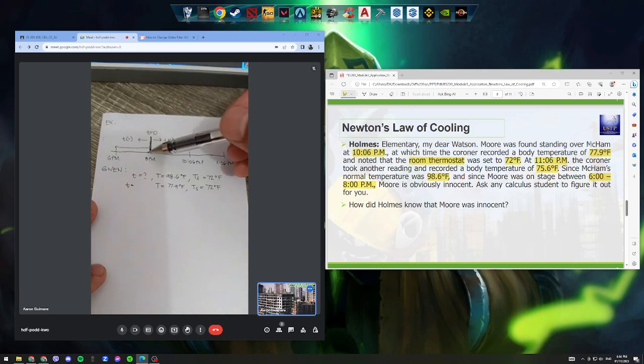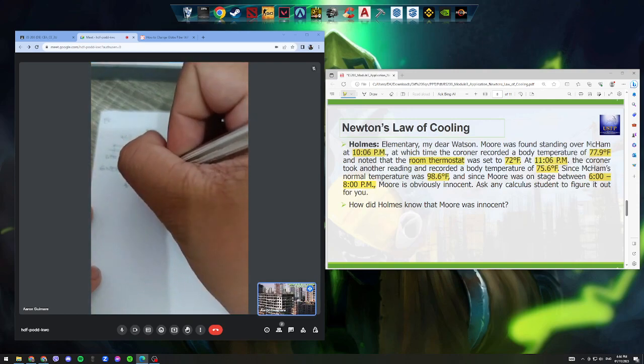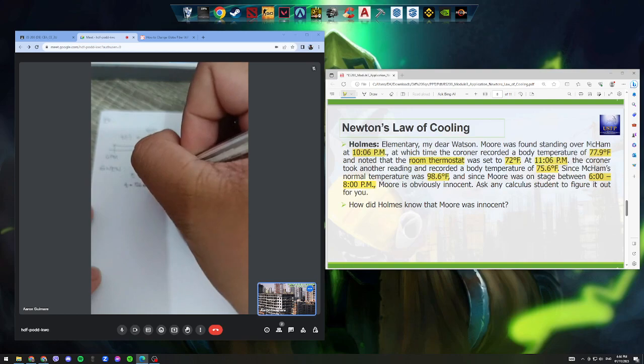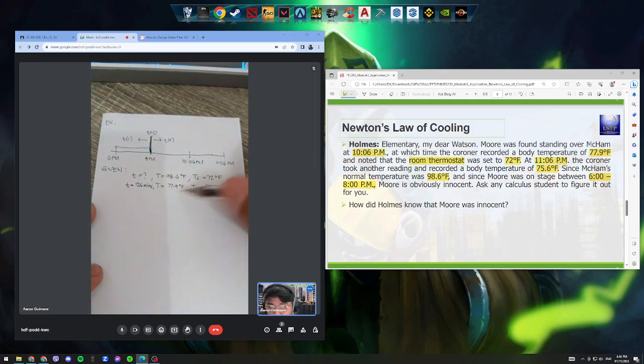So from 8, since that is our time of 0, how many minutes from 8 PM to 11:06? Oh, 10:06 PM, sorry. How many minutes is that? So 2 hours and 6 minutes. How many minutes is 2 hours? It is 120 plus 6. Therefore, we have a time of 126 minutes. This is now our condition.